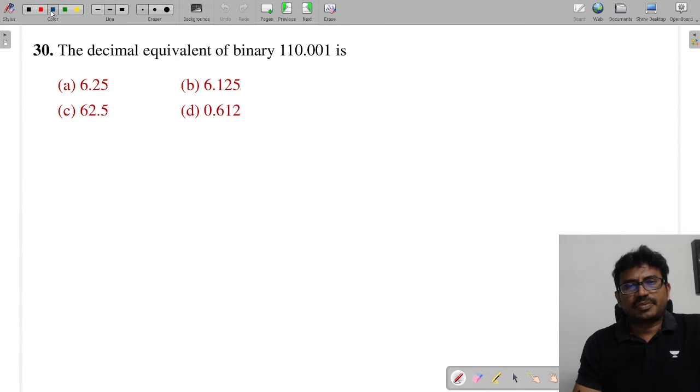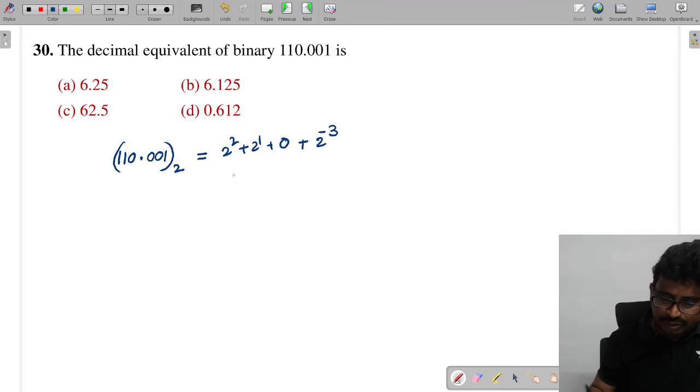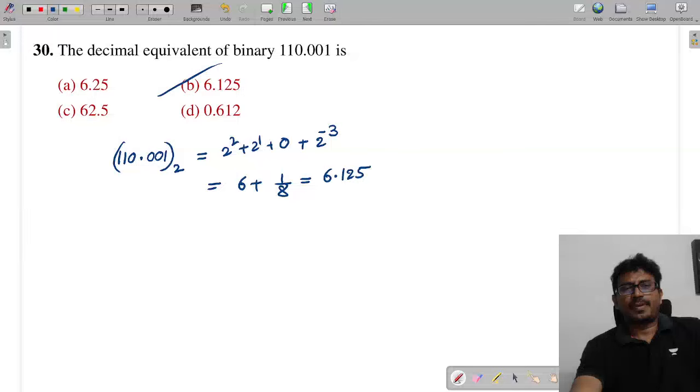The decimal equivalent of the binary number 110.001. Decimal equivalent of this binary form. So we can say 2 square plus 2 power 1 plus 0 plus 2 power minus 1, minus 2, minus 3. So how much will come? 4 plus 2 is 6. 6 plus 1 by 8. How much is the value? 6.125. So option B. Next.